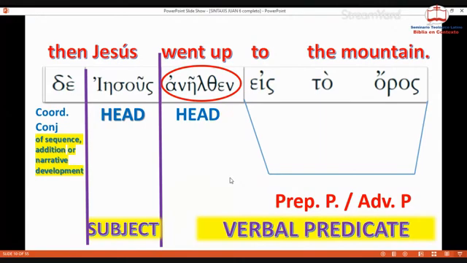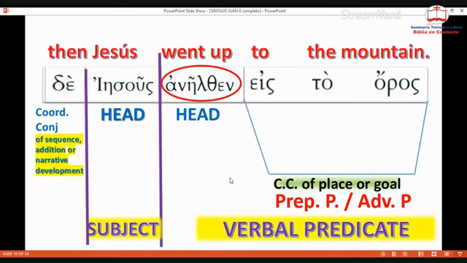Remember that a prepositional phrase modifies a verb, and that's why it is also called an adverbial phrase, because that's how it is functioning generally, okay? But specifically, it is also functioning as a circumstantial complement of place or goal because it answers the question, where did Jesus go up? He went up to the mountain. Goal or place, okay? Perfect.